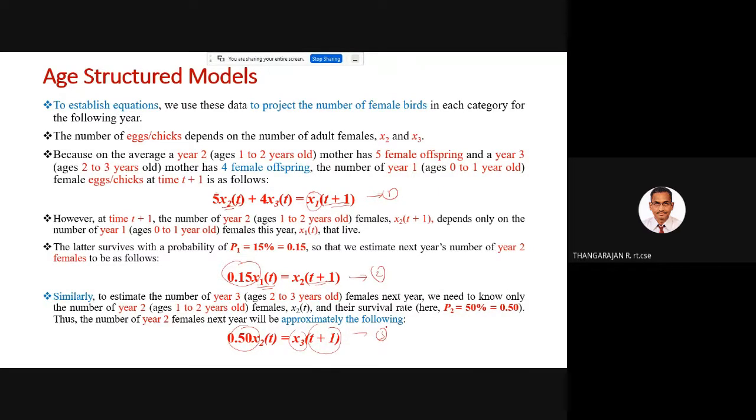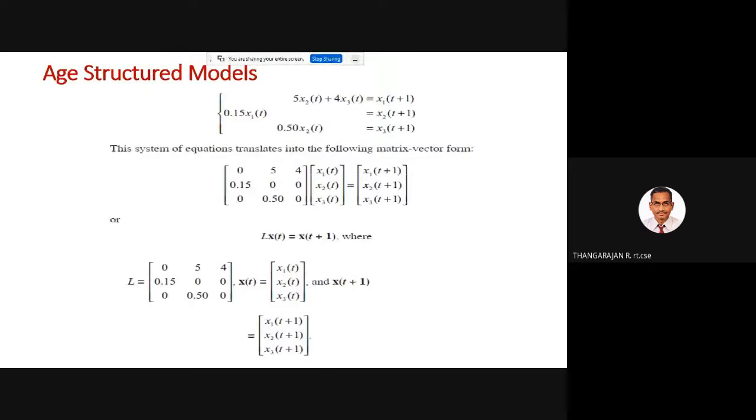Now these 3 equations, I can put in a matrix form like this. So when you just multiply, this is the equation in standard form, and this is in matrix form. When you multiply, you get the same equation. Now this matrix is a special matrix. We call this a Leslie matrix.